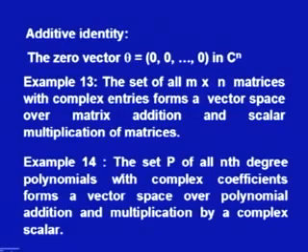The next example is the set P of all nth degree polynomials with complex coefficients. They also form a vector space with respect to polynomial addition and multiplication by complex scalars. These are some easy, straightforward examples, and one can easily work them out.